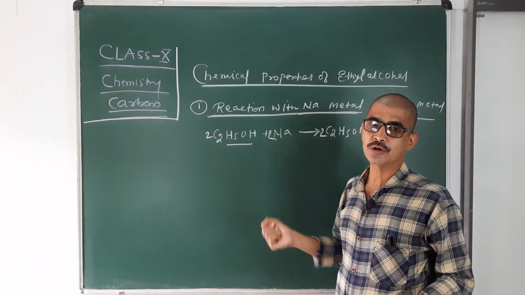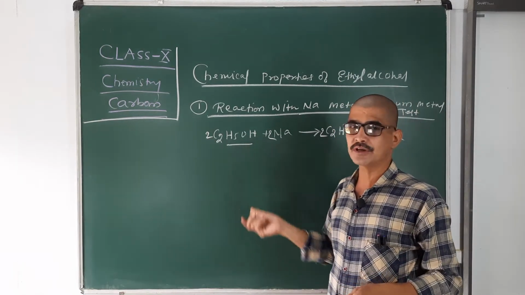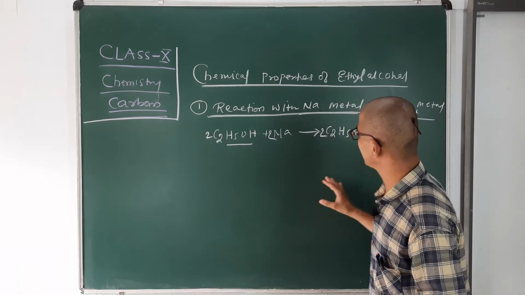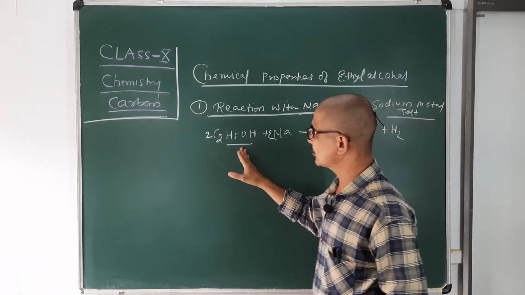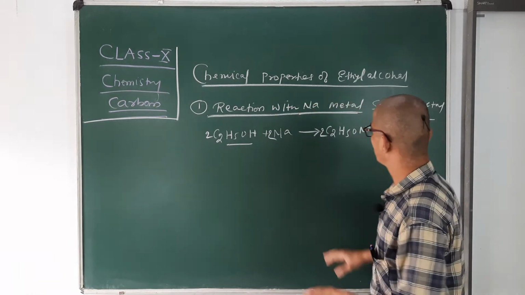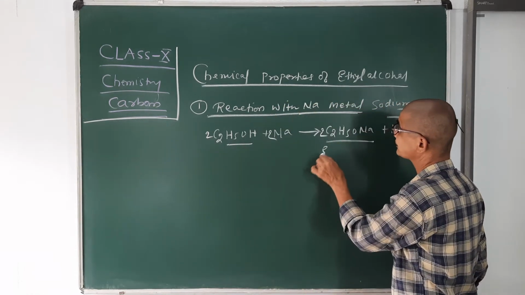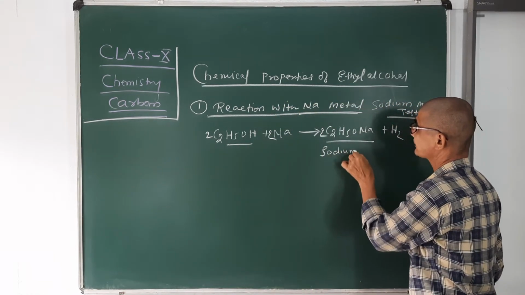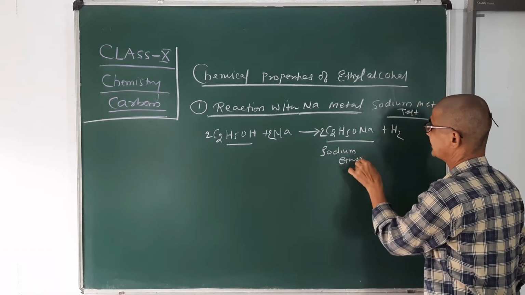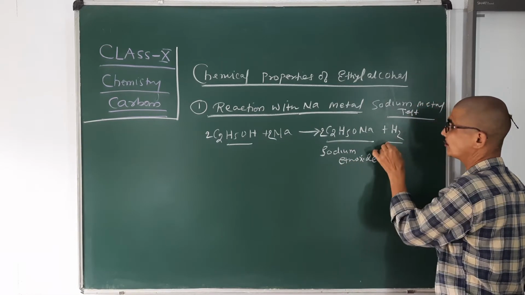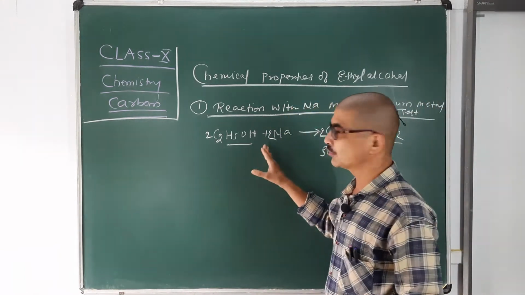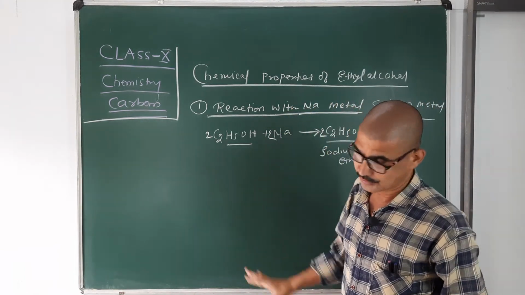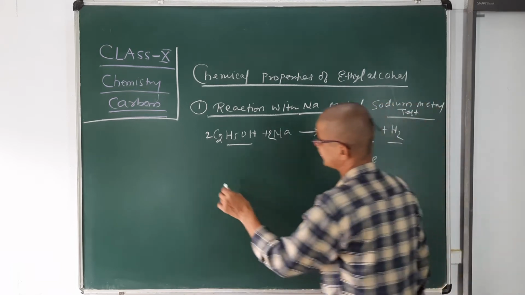ethyl alcohol. How can you say a hydroxyl group is present in ethyl alcohol? This can be made clear with the help of the sodium metal test. In this test, ethyl alcohol reacts with sodium metal to form sodium ethoxide, along with hydrogen gas being evolved. By the evolution of hydrogen gas, we can say that an OH group is present in alcohol. So this is the first reaction.